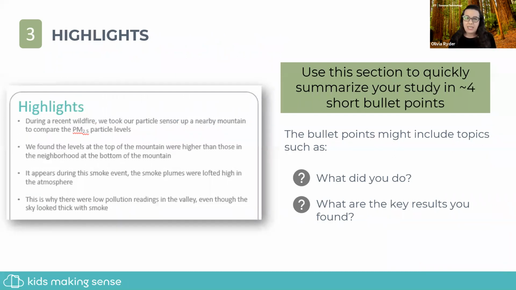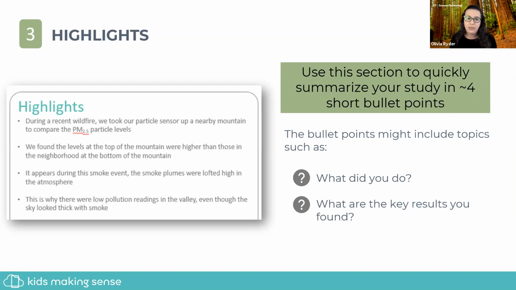And so next is the highlight section. And so this can be used as an area to really quickly summarize a study in 3 to 4 bullet points. And it's really to help somebody that's maybe walking by their poster to quickly digest what the topic was, what was done, maybe what a main conclusion was, something like that. It really is almost a summary.